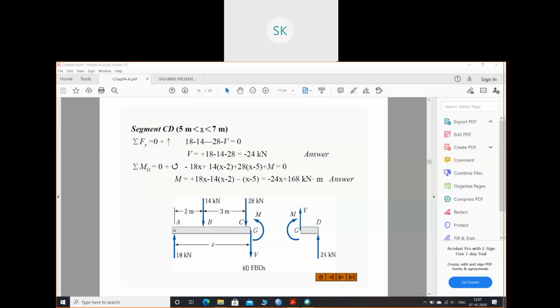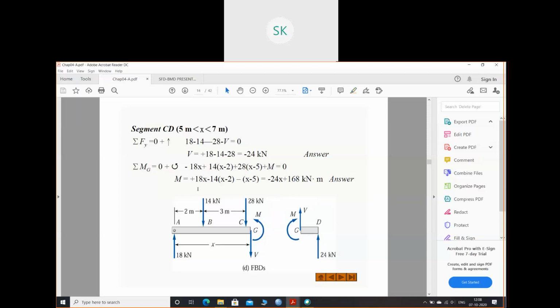And if you take the summation of all the moments equals 0. Force into distance: 18x plus 14 into how much distance? x minus 2, right? This is 2 meter. Plus 28. How much will this distance be? This 2 and this 3, and 2 plus 3 is 5. So if the whole is x and this much is 5, how much will this small distance be? This distance will be x minus 5. Right? So that's why 28 into x minus 5 plus moment equals 0. So that's how I found the equation of moment, this one.